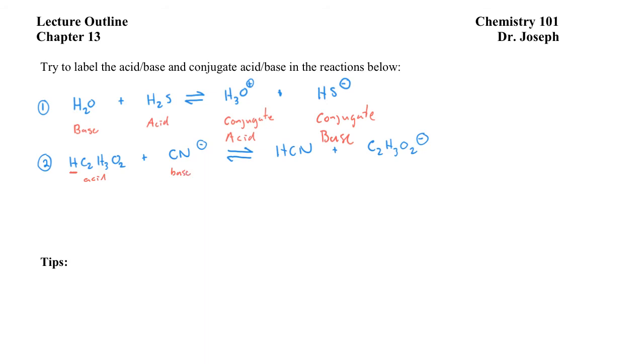Then we look at the other side and we want to find the conjugate pairs. So hydrogen cyanide, to turn into cyanide, must donate a proton. So that would be our conjugate acid. And acetate, to turn into vinegar, or acetic acid, I should say, has to accept a proton. So that would be our conjugate base. All right, let's try one more.